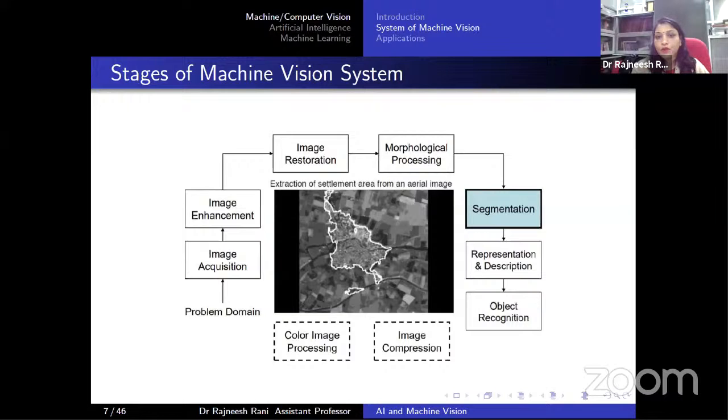Similarly, if we want to recognize a car on the basis of its number plate, then from the image of the whole car, we have to first extract the number plate from the whole car image. So that is called segmentation.